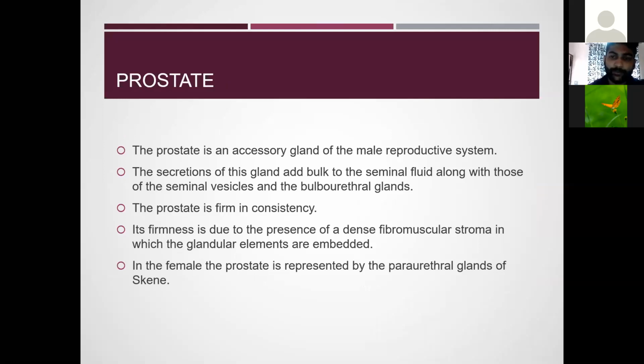Then the prostate. The next accessory gland is the prostate, an accessory gland of the male reproductive system. The secretion of this gland adds bulk to the seminal fluid along with those of the seminal vesicle and the bulbourethral gland. And the prostate is firm in consistency.